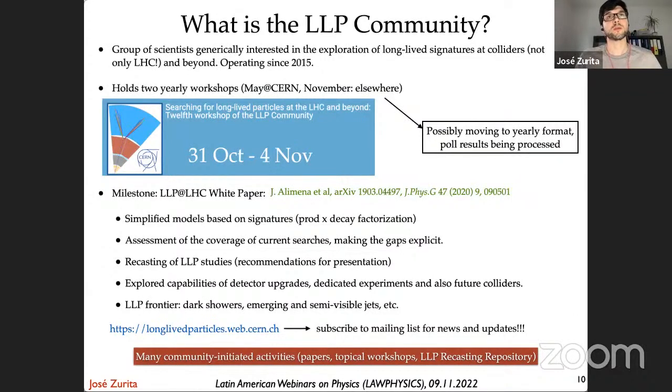They all grew up, flourished, and thrived under the LLP community umbrella. And maybe next year we will move from a twice-a-year workshop to a yearly workshop, according to a poll that is being processed right now. But nonetheless, I hope to see many of you there.